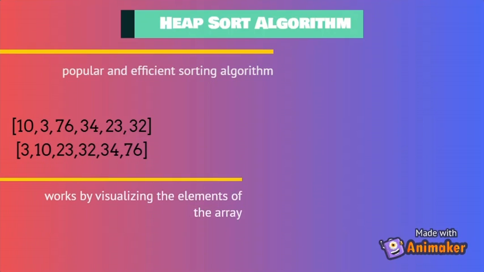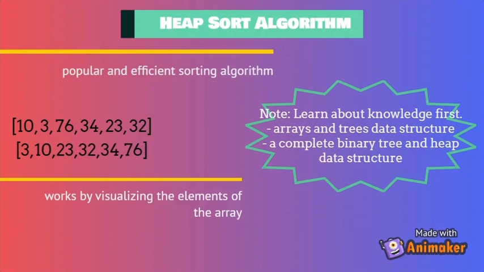Heap sort works by visualizing the elements of the array as a special kind of complete binary tree called a heap. Note: as a prerequisite, you must know about a complete binary tree and heap data structure.